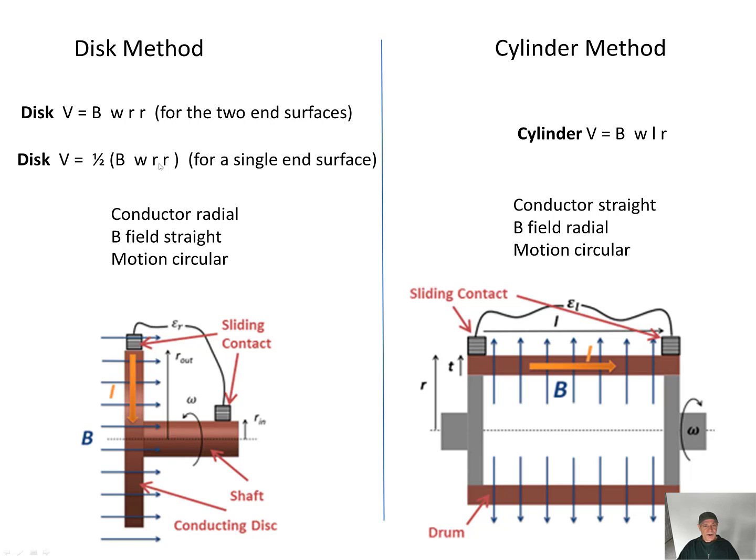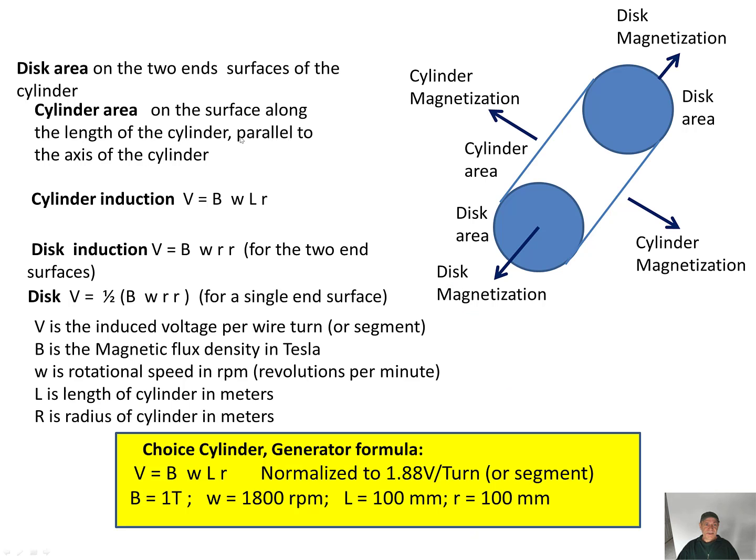Cylinder method, this is where along the surface of the cylinder the conductor is straight, the B field is radial, and the motion is circular. And the formula for the cylinder is V equals BWLR. L is from one end to the other end of the cylinder. Disc area on two ends surface of the cylinder, area on the surface along the length of the cylinder parallel to the axis of the cylinder.